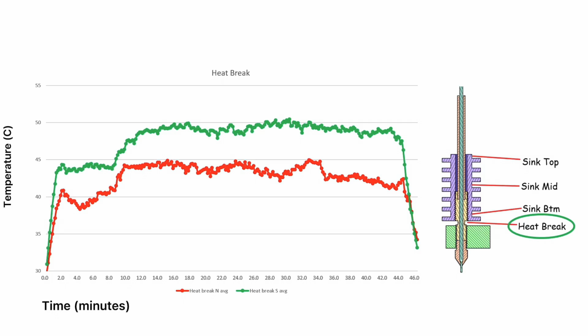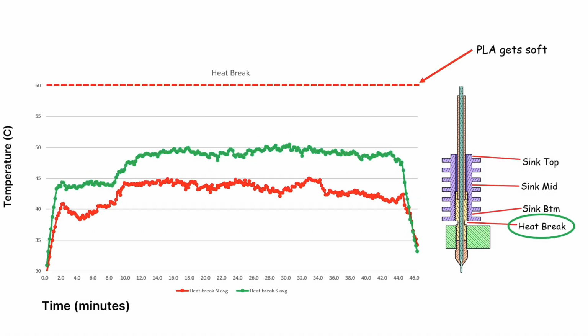What is the threshold? And my best answer for this is PLA tends to get soft at 60 degrees Celsius, so we should at least keep everything below that 60 degrees Celsius mark. So here we can see both lines are well below the 60 degree mark, and also this temperature was taken at the middle of the heat break. The top of the heat break, where the Bowden tube is, should be even cooler than the temperatures shown in this graph. So from the data I'm seeing here, I think either fan would work just fine.